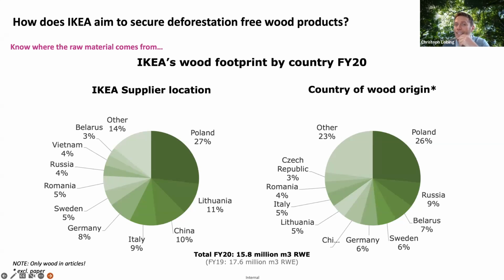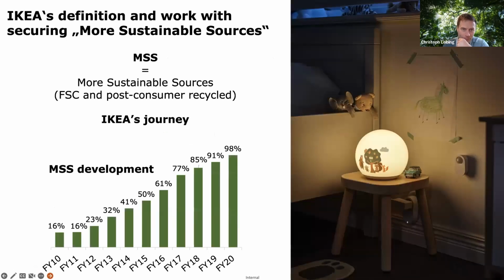So how do we cover that when we source wood from these regions, that they are deforestation free? Next slide, please. What we coined there as a term is More Sustainable Sources. Some 10 years ago, a visionary decision was taken within IKEA that we will have 100% more sustainable sources by 2020, which we basically achieved. I think this was a great, really landmark achievement.